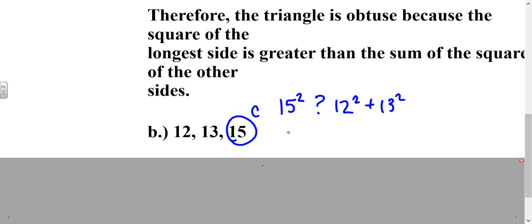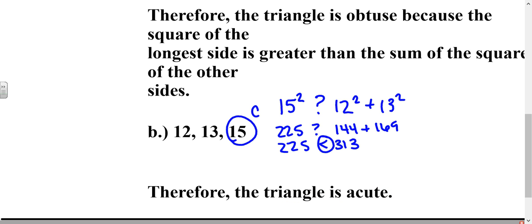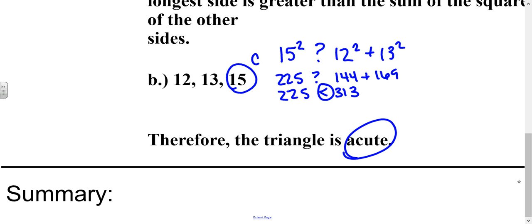If we do this, we get 225, and then 12 squared is 144, and 13 squared is 169. If we add 144 plus 169, we get 313. So the symbol would have to point this way. We see that 225 is less than 313. Because of that, the triangle would be acute. All right. Just make sure to go back and answer the essential question to write your summary. Thank you.